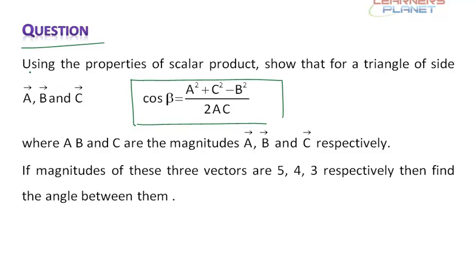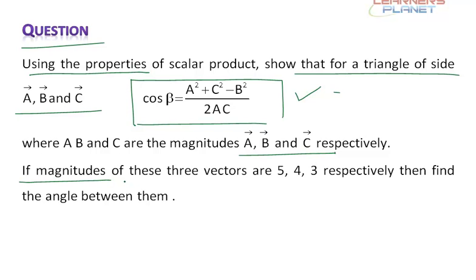Now, using the properties of scalar product, show that for a given triangle which has got sides a, b and c, cos beta is equal to a square plus c square minus b square upon 2ac, where a, b and c are the magnitudes of the three sides of the triangle. Once we have proven this, then in the next case we have to find out, if the magnitudes of the three vectors are given as 5, 4 and 3 respectively, the angles between them.